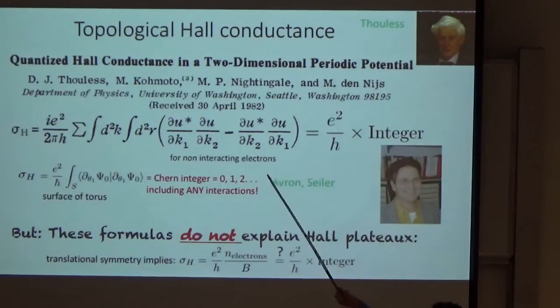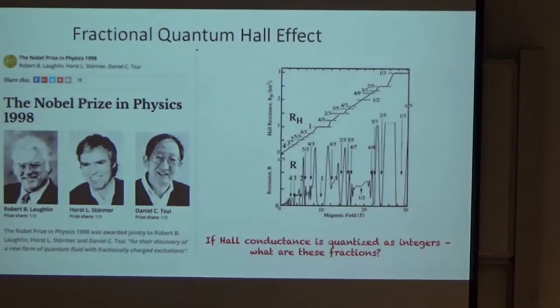So in other words, the fact that this quantity happens to be an integer does not mean that one should get Hall plateaus. So why there are plateaus is a completely different ballgame. A different explanation. It's not the topological aspect that's important to explain that.